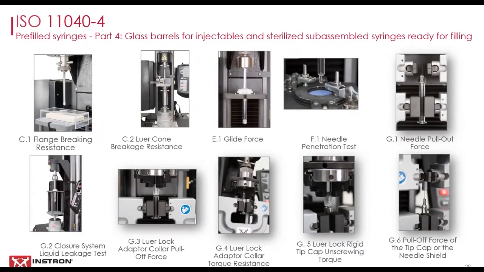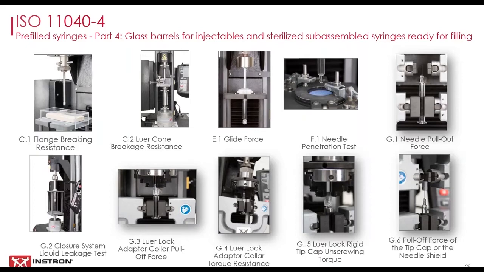ISO 11040 outlines test requirements for pre-filled syringes. Part 4 applies to glass syringes, while Part 6 covers plastic syringes. Glass syringes must undergo a greater range of tests than plastic syringes, as they are more susceptible to breaking. Within ISO 11040-4, there are a total of 10 annexes, all shown here. Each requires a different mechanical test, such as flange breaking resistance, needle penetration, closure system liquid leakage test, and needle pullout force. The standard specifies 6 different syringe diameters for testing.